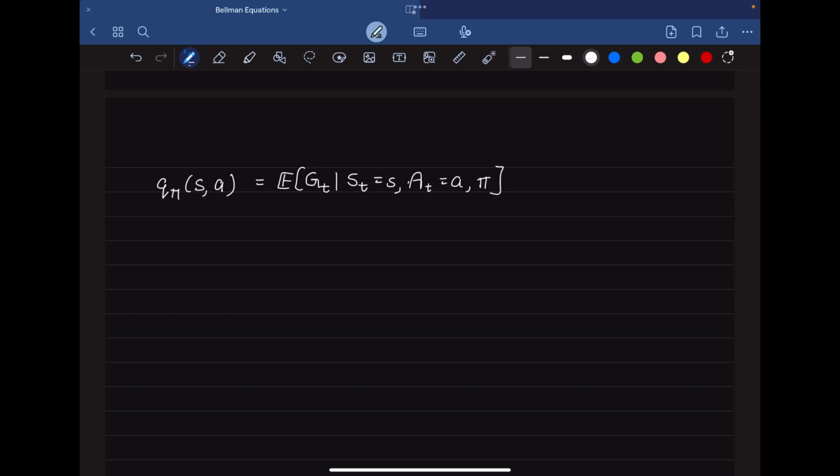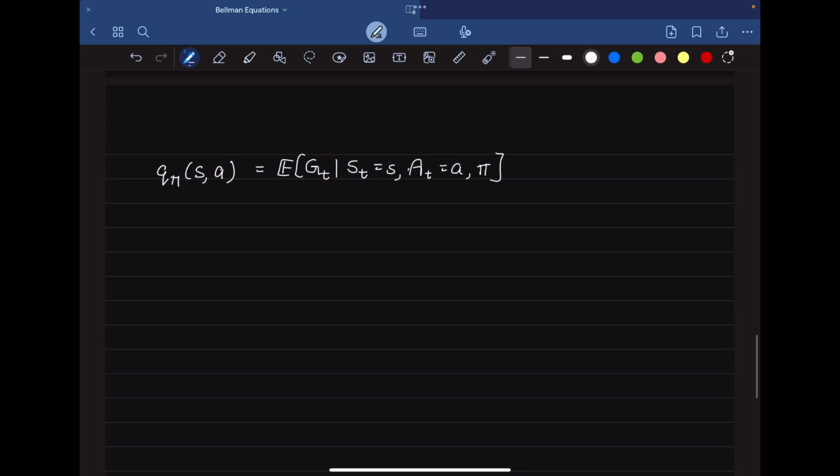So now we also want to find a recursive relationship between the state action pair value function for the current time step and for the next time step. So for that, we will again use similar expressions. We again know that Gt is equal to Rt+1 plus gamma times Gt+1. So if we use that, then we can write that this is equal to the expected value of Rt+1 plus gamma times Gt+1 given St equals s and At equals a.